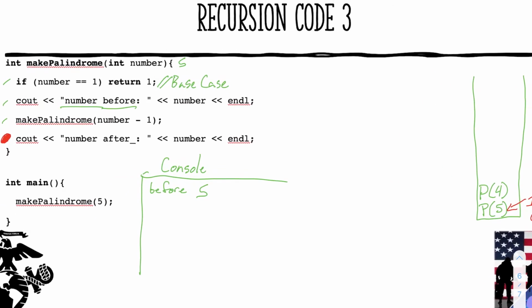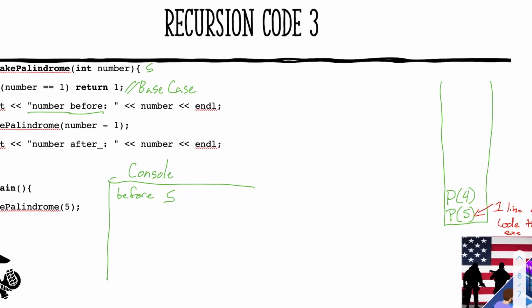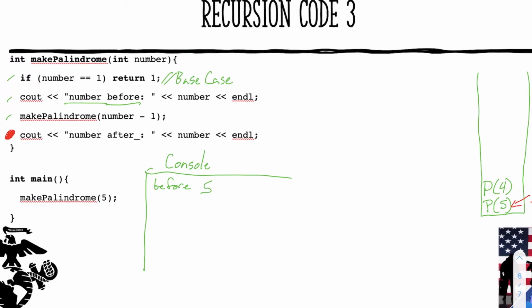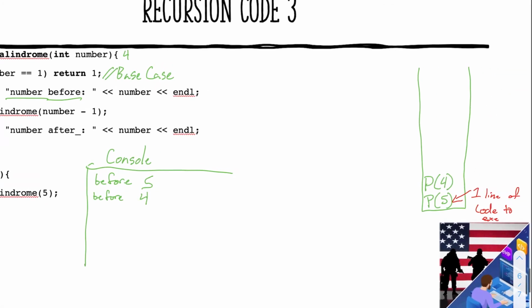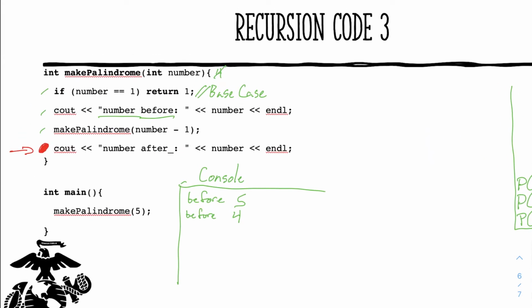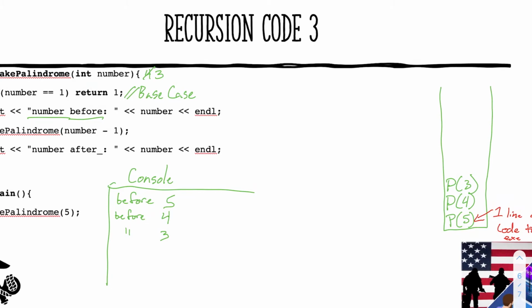So we have now called it on palindrome of 4. So now we're here and we are calling it on palindrome of 4. Again, 4 is not equal to 1, so now we are printing before on 4. Then we make another call on P of 3. Now P of 3. So 3 does not equal 1. Good. Now we're calling it on number of 3. And now we are making another recursive call here. 3 minus 1 is 2. So we're calling it on palindrome of 2.